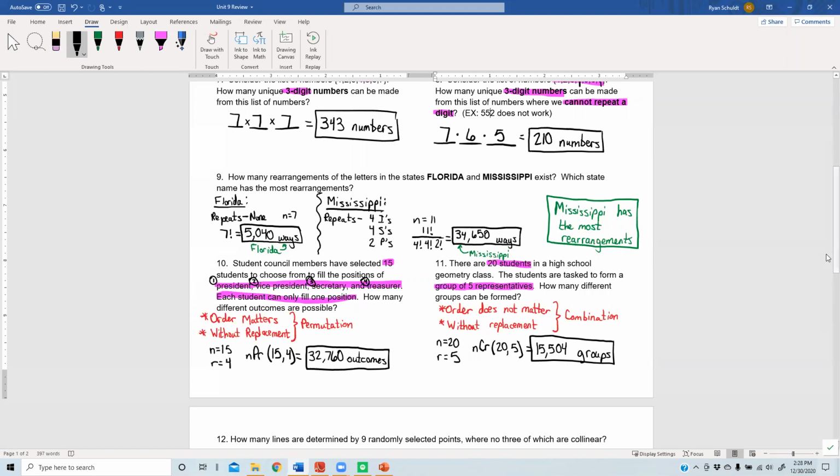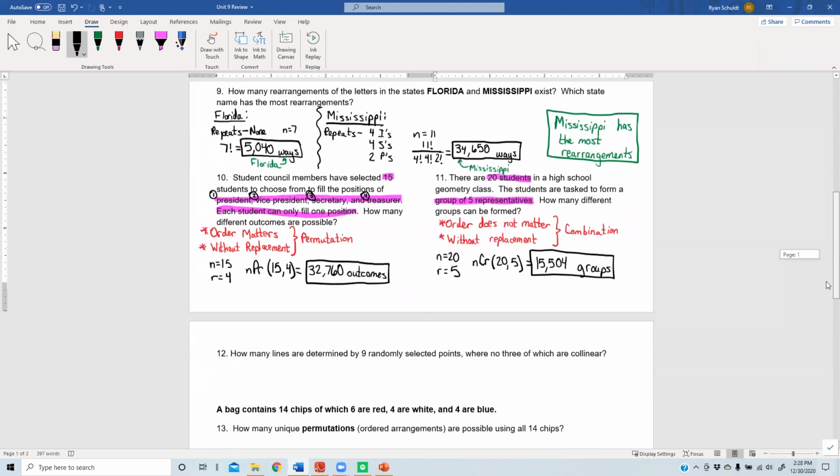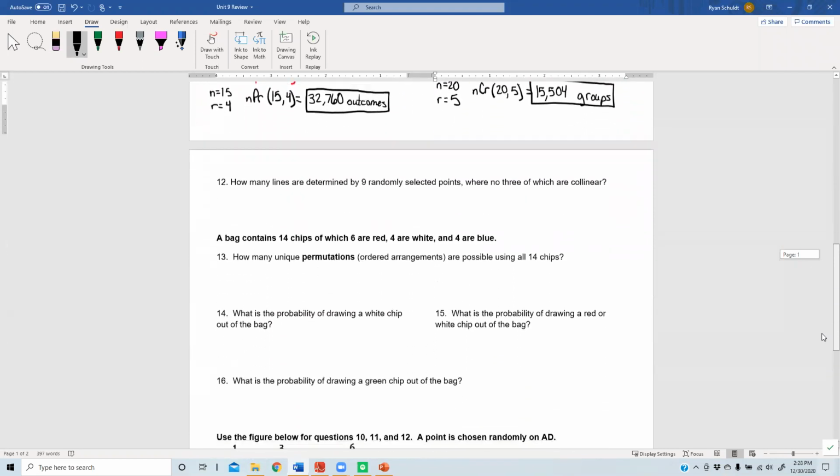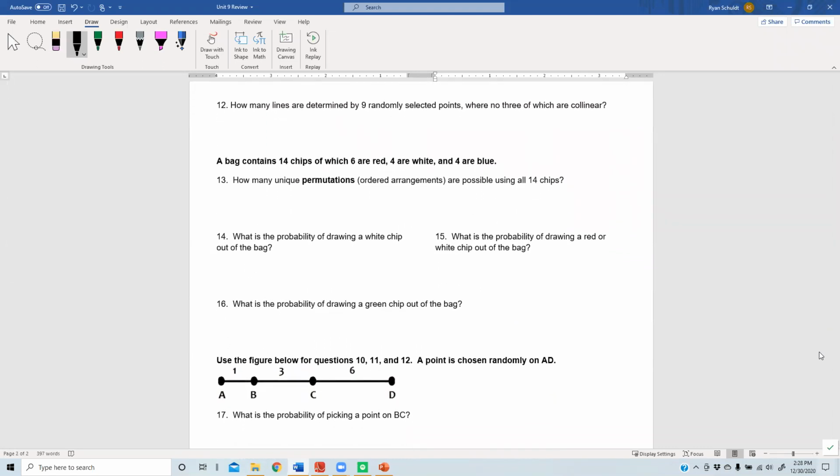Okay, so there's the front of the review. The first 11 questions are done. Now let's look at number 12. How many lines are determined by 9 randomly selected points where no 3 of which are collinear? Okay, so we're doing 9 points. No 3 can be collinear, which remember that means on the same line.